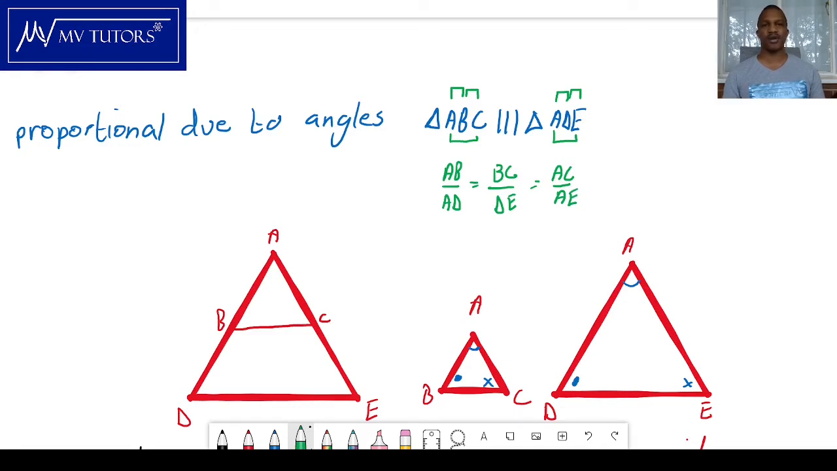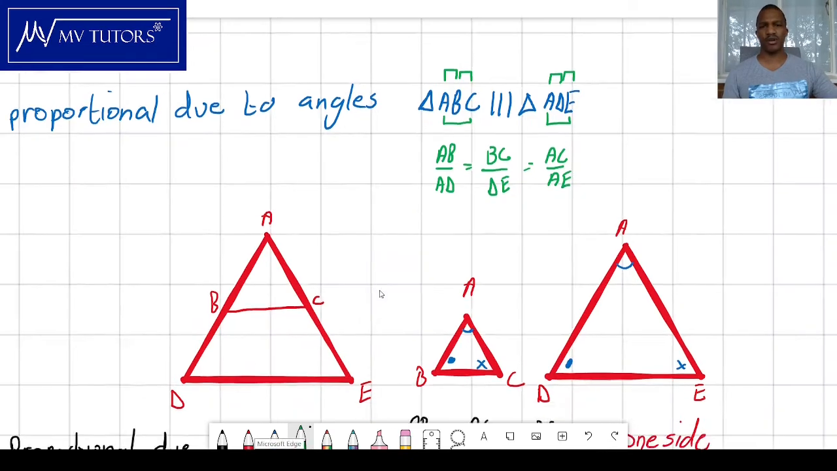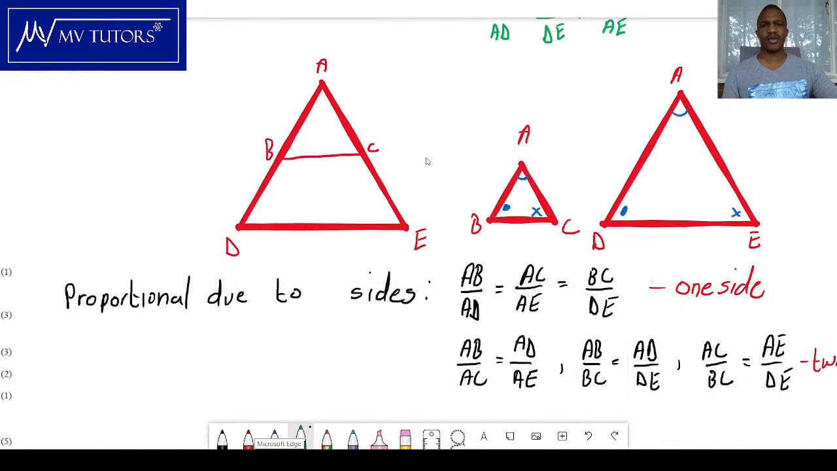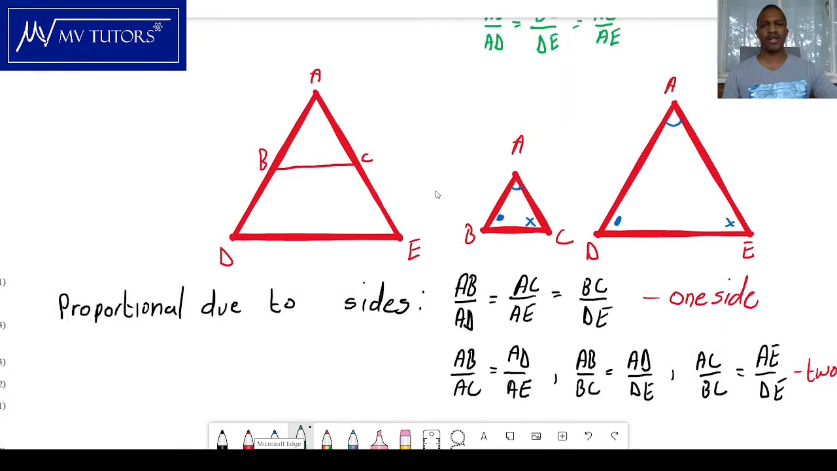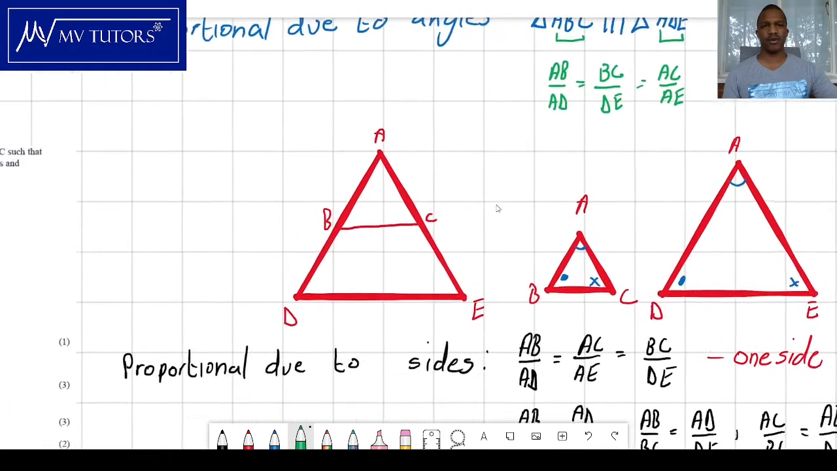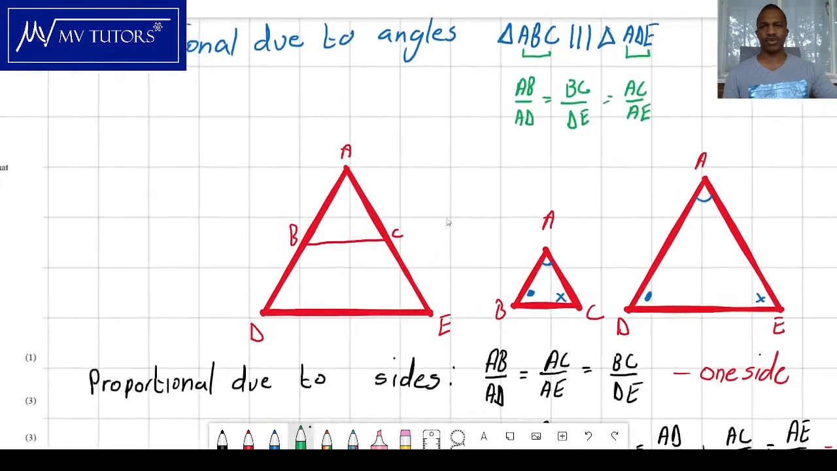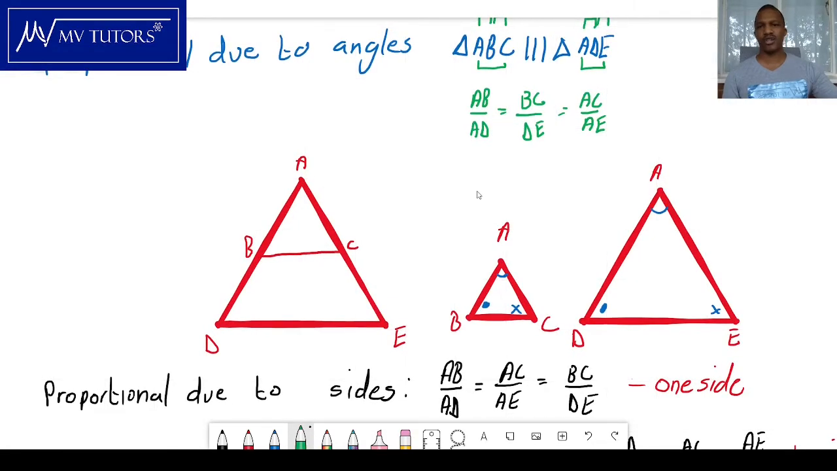Okay, so that's due to angles. Now, which one do you use? It depends on the question. The proportionality can be done in so many different ways. Okay, one more way, let me just show you one more way that you can do the proportionality.